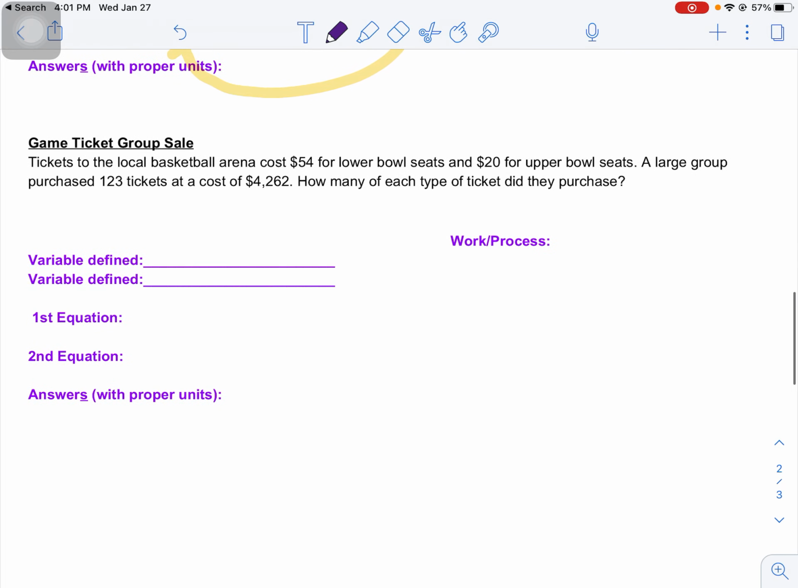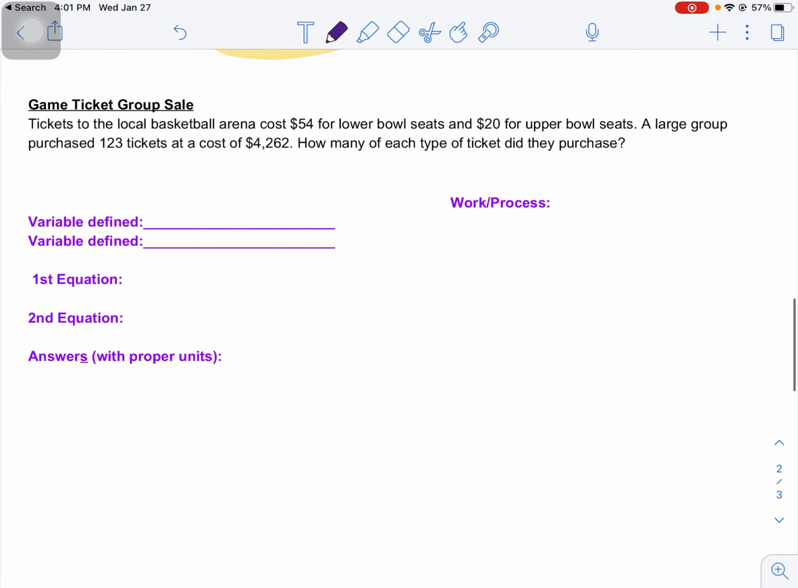All right, let's look at our last problem. Game ticket group sales. So we have tickets to a local basketball arena that cost $54 for lower bowl seats, so some good seats close to the court, and $20 for upper level bowl seats, the ones that I could probably afford. A large group purchased 123 tickets, so a total of 123 tickets, and it cost them $4,262. Whew, that's a lot of money.